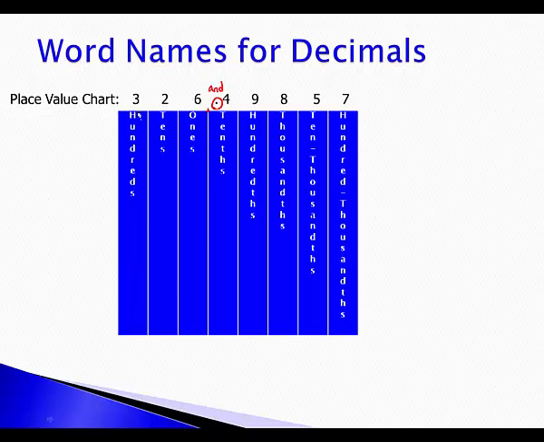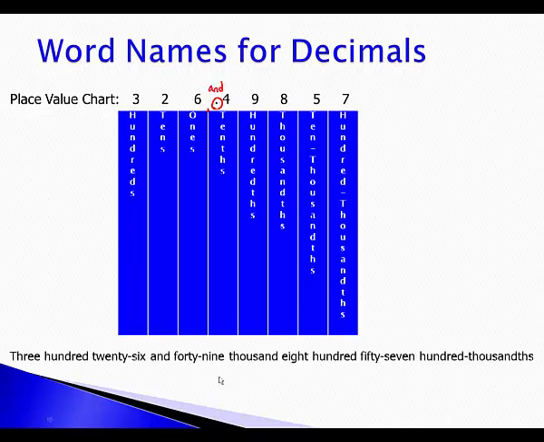I would say 326 and 49,857 hundred thousandths. Let me write that out for you so you can see it. 326, there's your decimal, and 49,857 hundred thousandths.